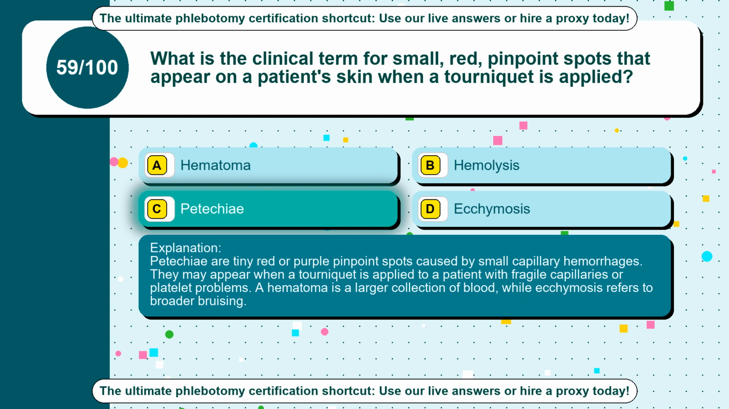Petechia are tiny red or purple pinpoint spots caused by small capillary hemorrhages. They may appear when a tourniquet is applied to a patient with fragile capillaries or platelet problems. A hematoma is a larger collection of blood, while ichthyosis refers to broader bruising.